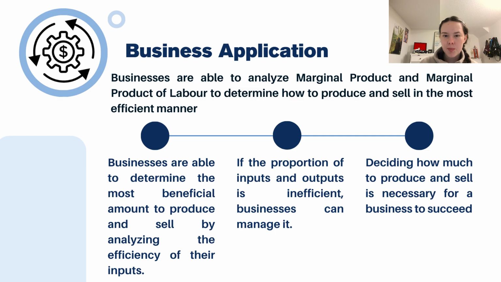Businesses, such as Donut Party, are able to analyze their marginal product and make adjustments when necessary to produce and sell efficiently in a market. If an input is costing a lot of money to use, but only producing a small amount of output, a business can remove said input to maximize efficiency. Closely analyzing and adjusting marginal product helps a business determine the most efficient amount of output to produce and sell.